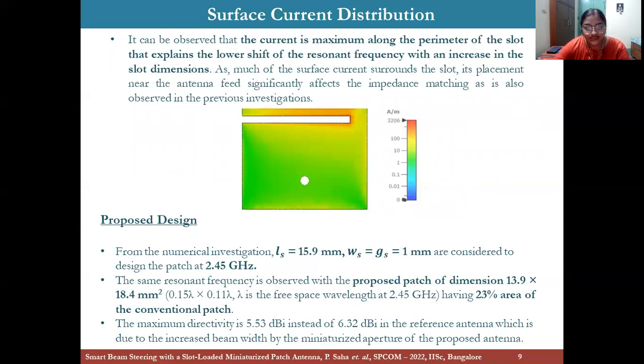From the numerical investigation, Ls equal to 15.9 mm, Ws equal to 1 mm, and Gs equal to 1 mm are considered to design the patch at 2.45 GHz. The proposed patch is resonating at 2.45 GHz with only 23% area of that of the conventional patch at 2.45 GHz. Only the directivity is slightly reduced from the reference antenna.